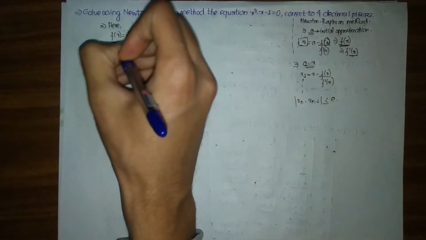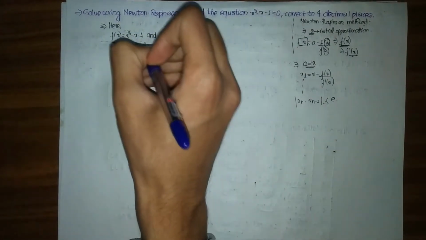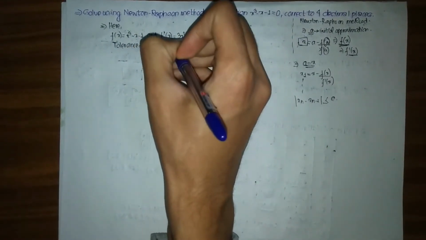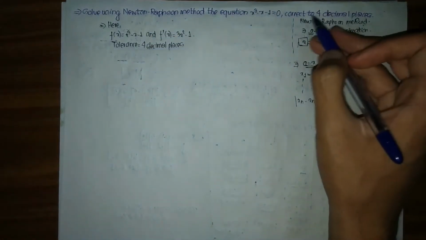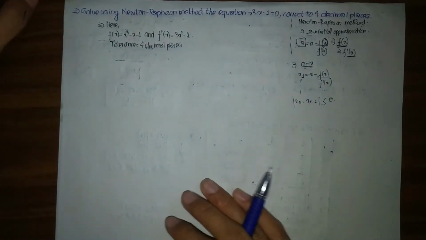Then we'll be calculating our tolerance. Our tolerance is 4 decimal places. This is given in our question: we have correct to 4 decimal places, so our tolerance is simply 4 decimal places.